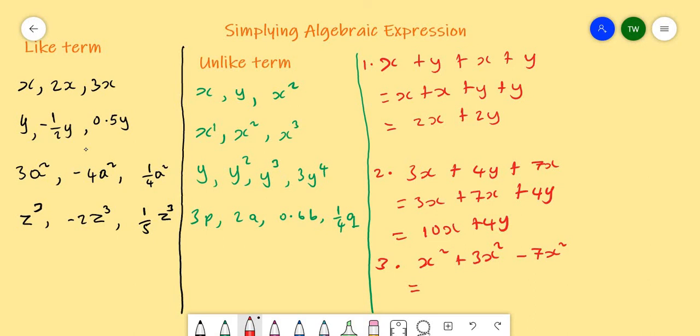So x squared, and remember that this is 1x squared, so 1x squared plus 3x squared, that's going to give us 4x squared, minus our 7x squared out here. Now we have 4x squared minus 7x squared, and that is going to give us a negative 3x squared. So in this case, I can combine these terms to give me one term, the reason being that all three terms here are like terms, so they can be combined to give me a single term.